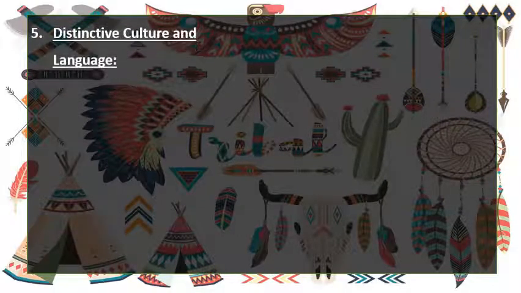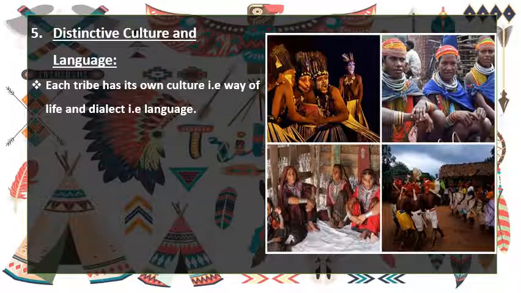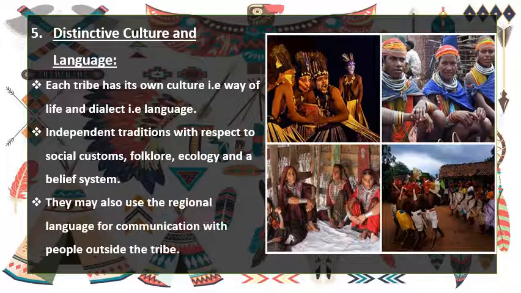Fifth characteristic is distinctive culture and language. Each tribe has its own culture, that is way of life, and dialect, that is language without a script. They have independent traditions with respect to social customs, folklore, ecology, and a belief system. They may also use the regional language for communication with people outside the tribe.